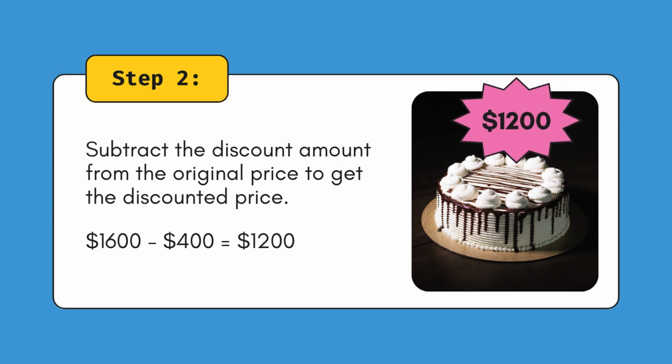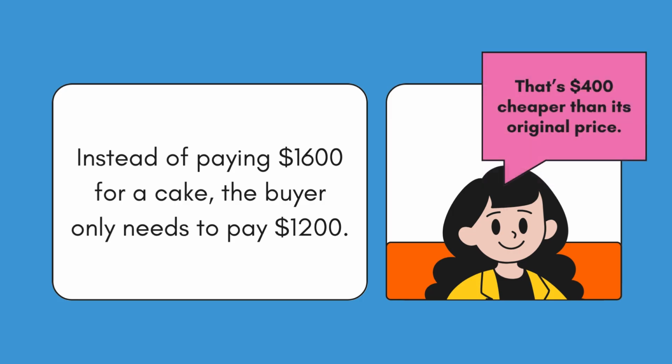Step 2. Subtract the discount amount from the original price to get the discounted price. 1,600 subtract 400 gives us 1,200. Instead of paying 1,600 for a cake, the buyer only needs to pay 1,200. That's 400 cheaper than its original price.